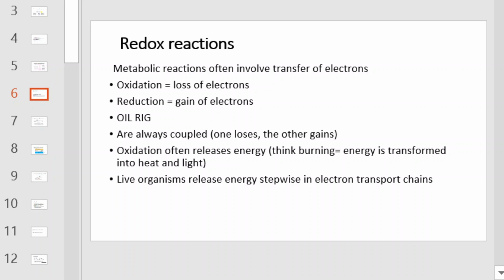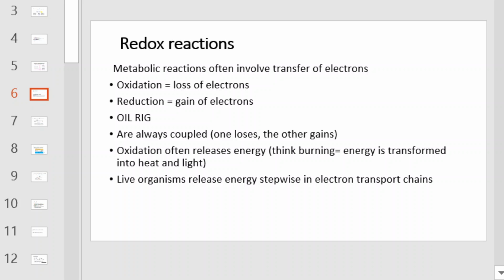Redox reactions. The word redox is actually a blended word of two longer words, reduction and oxidation. Reduction and oxidation reactions are metabolic reactions that often involve the transfer of electrons. Oxidation reactions involve the loss of electrons, while reduction reactions involve the gain of electrons. There are several acronyms that can be used to help remind you of this fact, that oxidation is loss of electrons and reduction is gain of electrons. Acronyms like OIL RIG or even LEO GER can accomplish that goal.